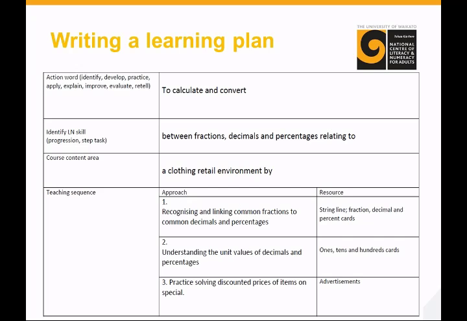So approach number 1 there, recognizing and linking common fractions to common decimals and percentages, really is beginning to reflect students who are beginning to get an initial understanding of the relationship between decimals and percentages and so on. And we're using things like a string line and so on to draw out what they already know and then to build on that. Number 2, understanding the unit values of decimals and percentages is taking that a step further and further developing understanding around how each of these number systems works. And finally, we're going to apply these things in a practical way. We're going to practice solving discounted prices of items on special and so on.